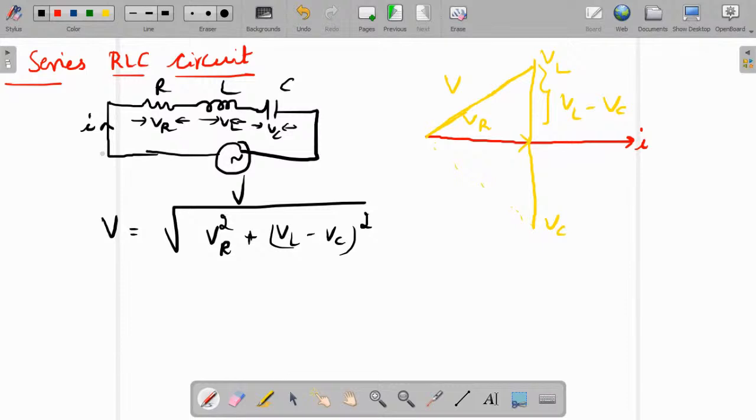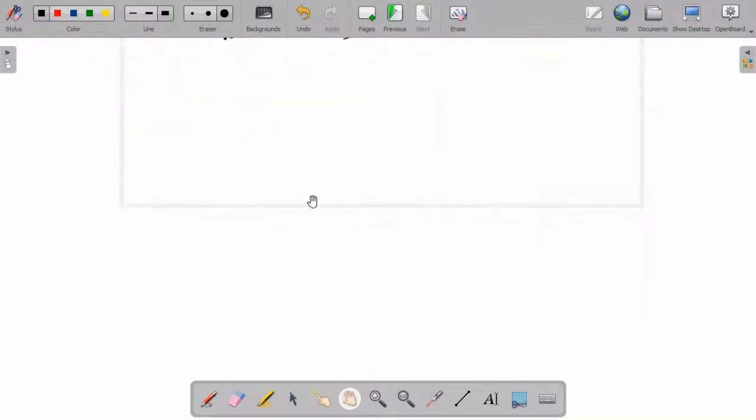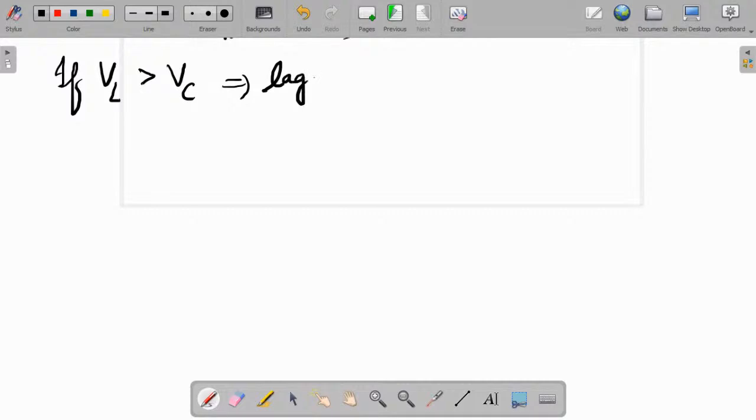So in a series RL circuit, okay, there are three conditions that decide whether the power factor is leading, lagging or unity power factor. So there are three conditions, just note them down. If your VL, voltage across the inductor, is greater than the voltage across the capacitor, then we will be having a lagging power factor.